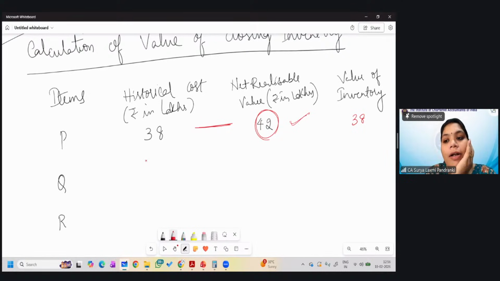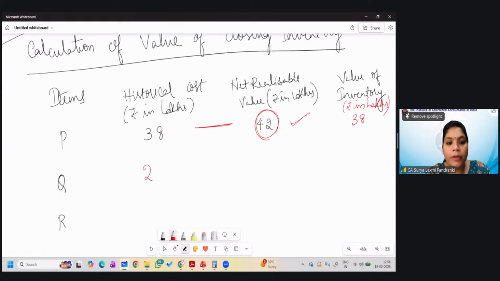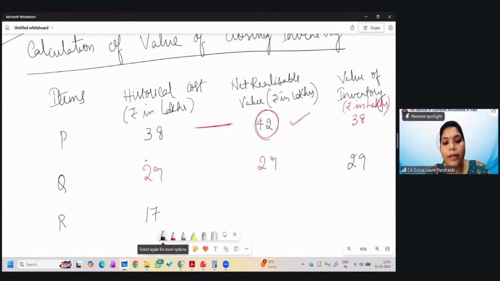So what is the lower value here? 38. So the value is again in rupees in lakhs. The closing inventory value of product P is how much? 38. Now the next product is what? Q, which has 29 and 29. So the value of inventory also will be 29 because both are the same here. And R has 17 and 14. Whichever is lower, 14, right?